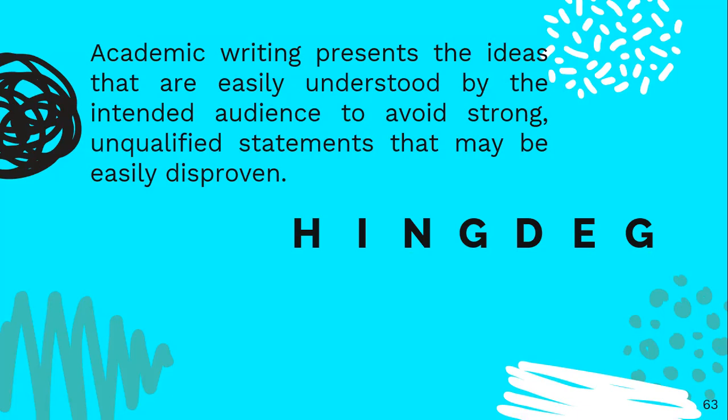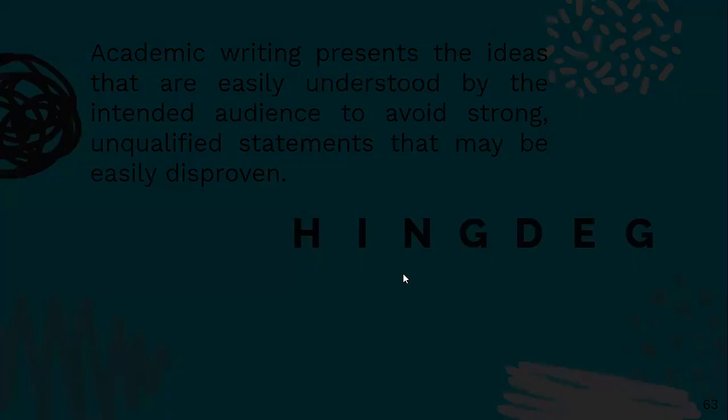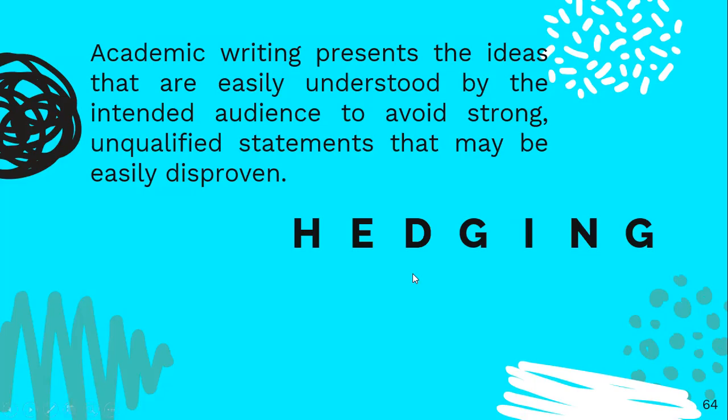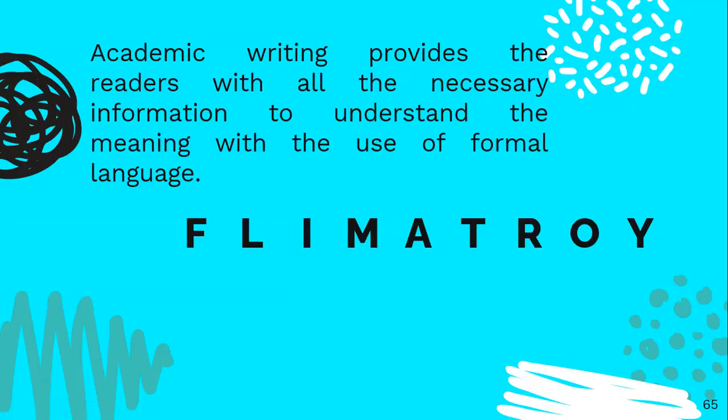Yan, Kirsten, I saw your name na. Okay. Good. So the answer is hedging. Very good. Next. Which feature of academic writing refers to provision of information with the use of formal language? So it's obvious the answer is actually formality. Okay, very good.